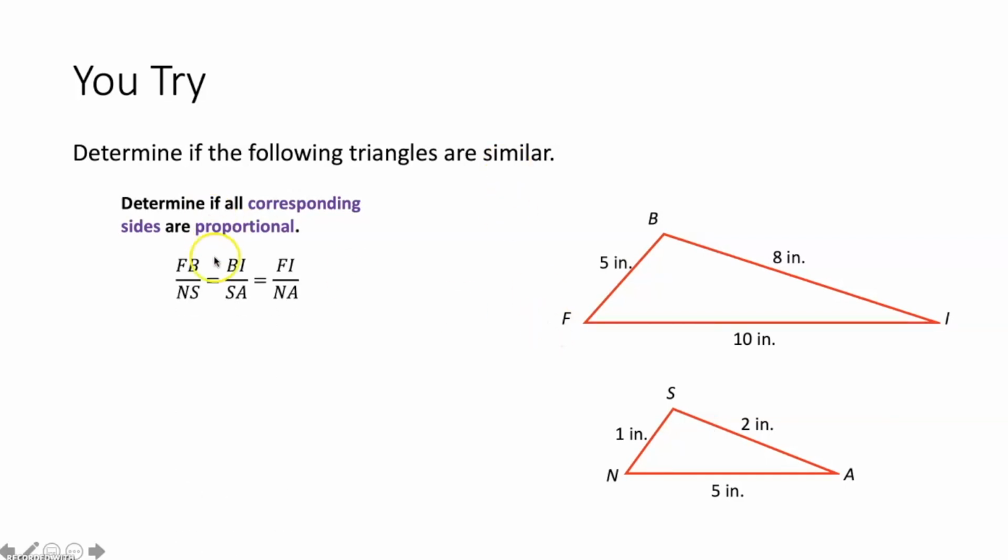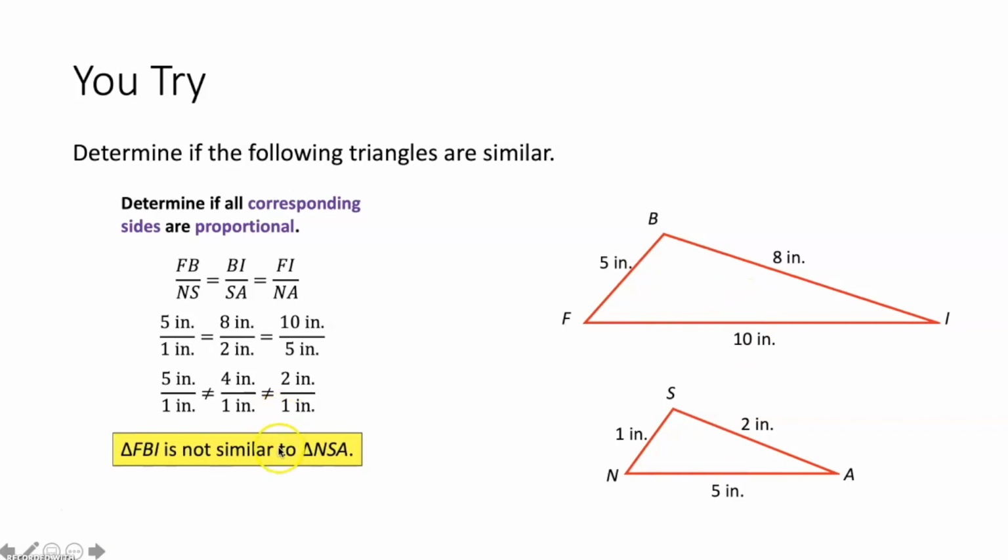So I set up my extended proportion where segment FB corresponds with segment NS, segment BI corresponds with segment SA, and segment FI down here corresponds with segment NA down here. We then plug in the measures of each of those segments into our extended proportion over here, and we simplify each of these ratios, and we see that, oh, those do not simplify down to the same ratio, meaning that the three pairs of corresponding sides are not proportional to one another, meaning that these two triangles would not be similar to one another.